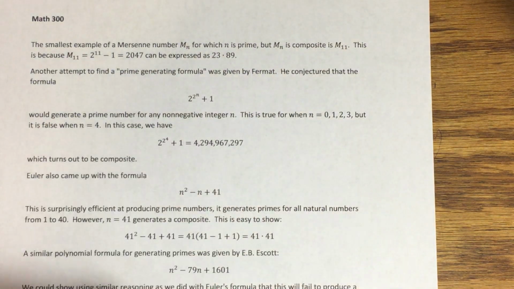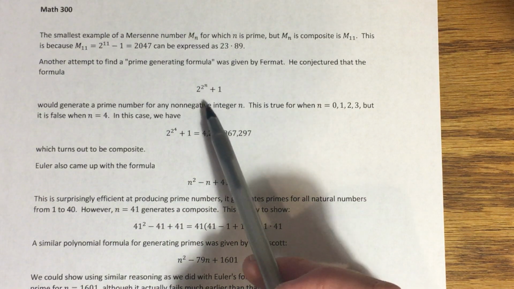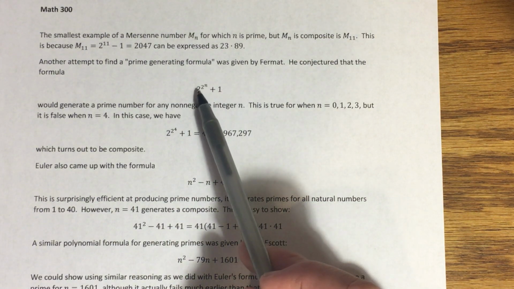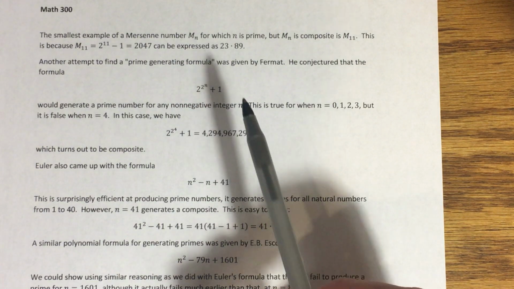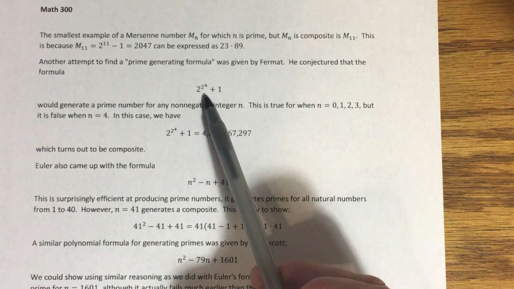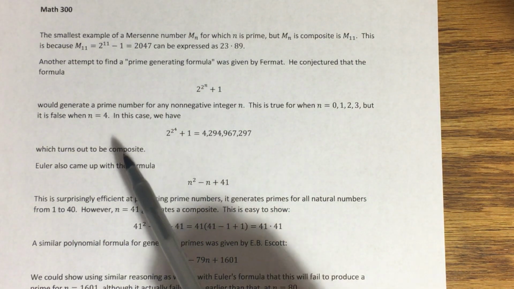Fermat, that guy we talked about a little while ago, tried to come up with his own prime generating formula. And notice it looks kind of similar. 2 to the power of 2 to the power of n, plus 1. These numbers get really huge really, really quickly because it's an exponential within another exponential.